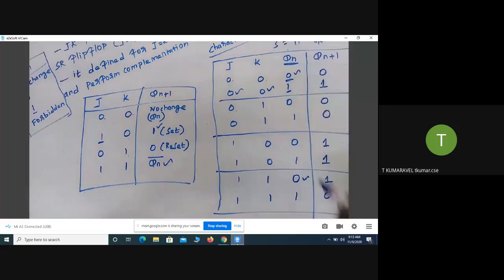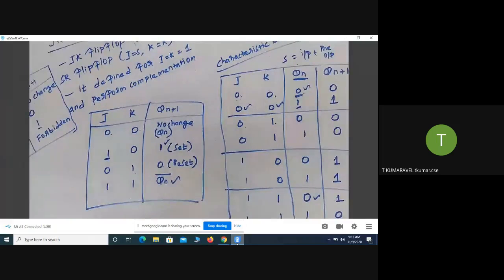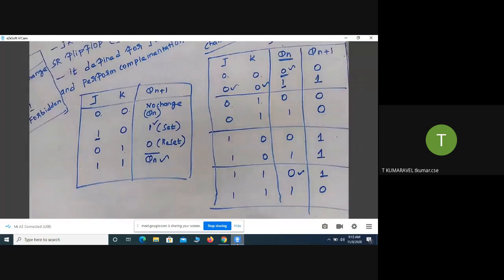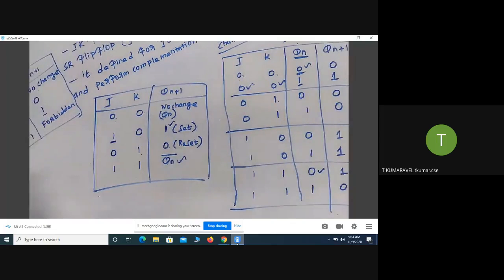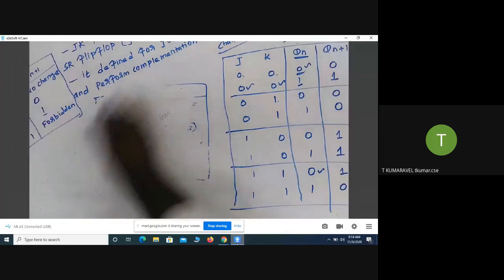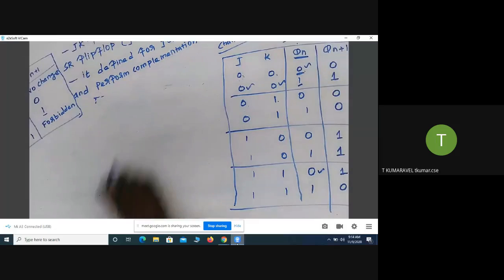So this is nothing but the characteristics table for the JK flip-flop. The characteristics table defines the behavior of the JK flip-flop. Based on that, I'm going to form the characteristic equation.